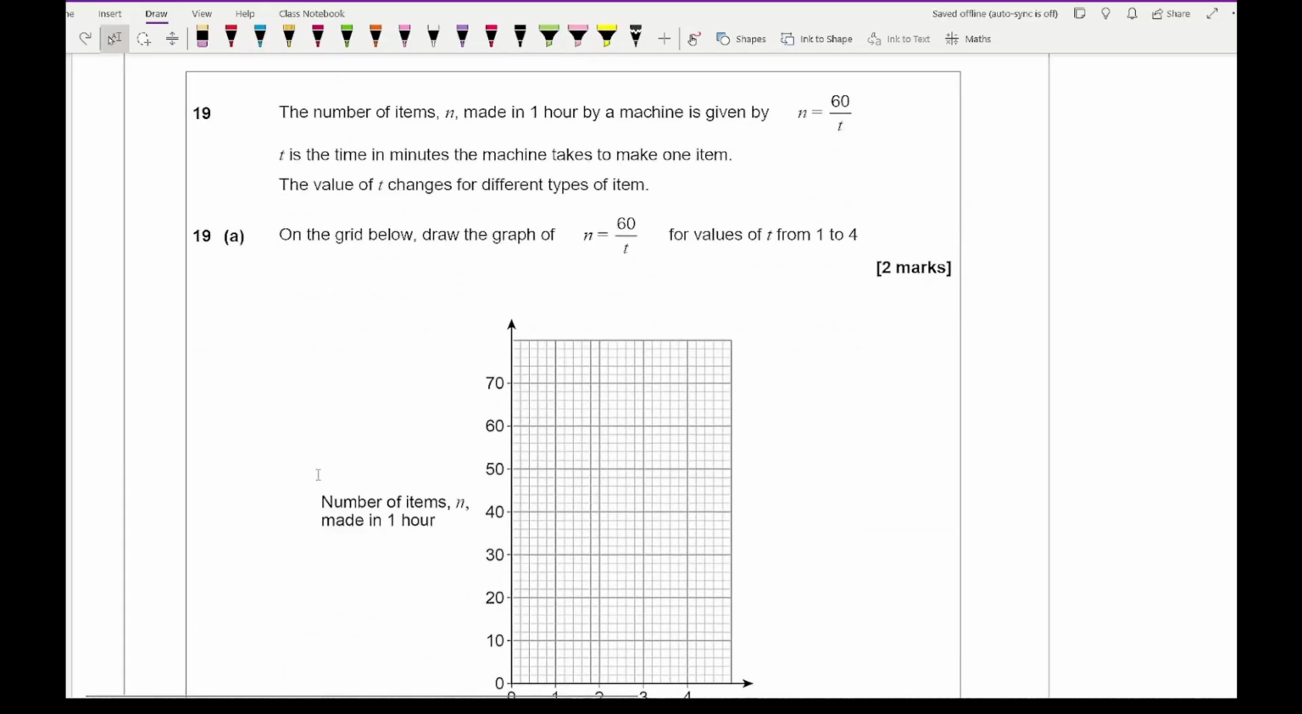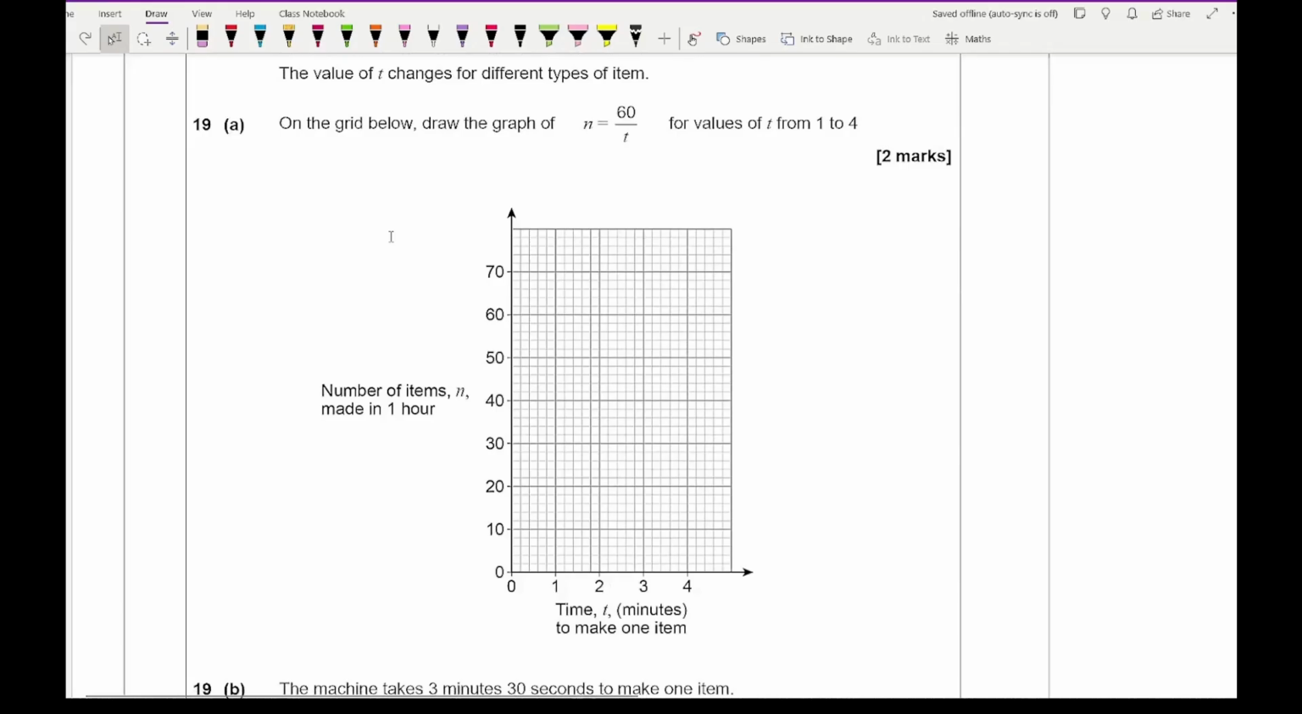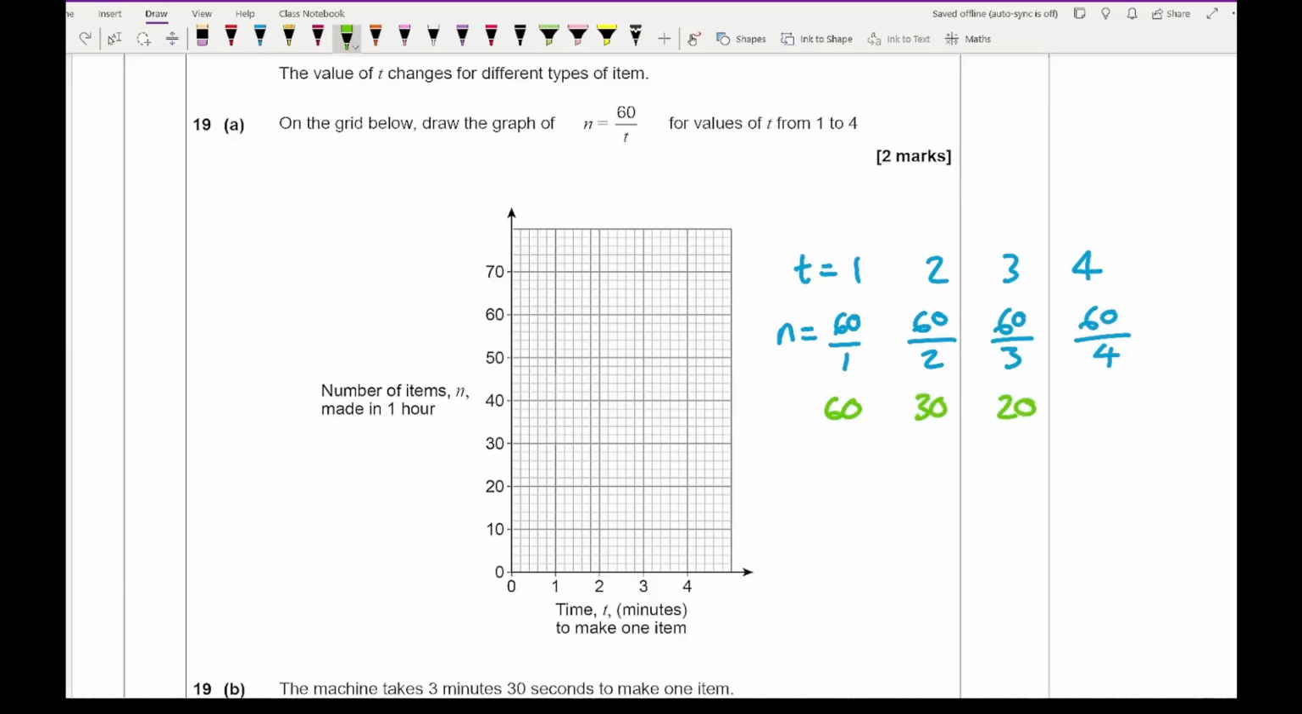Then moving on to question 19, it says the number of items n made in 1 hour by a machine is given by n equals 60 over t, where t is the time in minutes the machine takes to make one item. The value of t changes for different types of item. On the grid, draw the graph of 60 over t for the values of 1 to 4. Well, for t equals 1, 2, 3, 4, n is going to equal 60 over 1, 60 over 2, 60 over 3, and 60 over 4. Now 60 over 1 is 60, 60 divided by 2 is 30, 60 divided by 3 is 20, and 60 divided by 4 is 15.